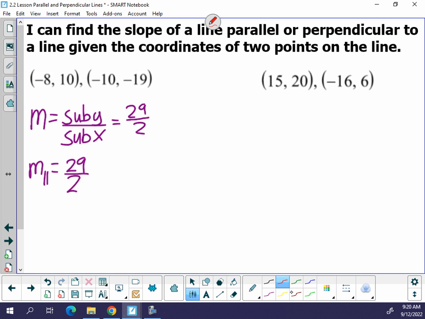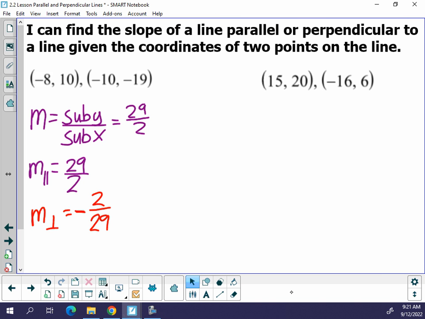My perpendicular slope, upside down capital T, I'm going to flip this fraction over and change its sign. My original slope was positive. That means my new slope for perpendicular is negative. And now we have those 2 slopes.